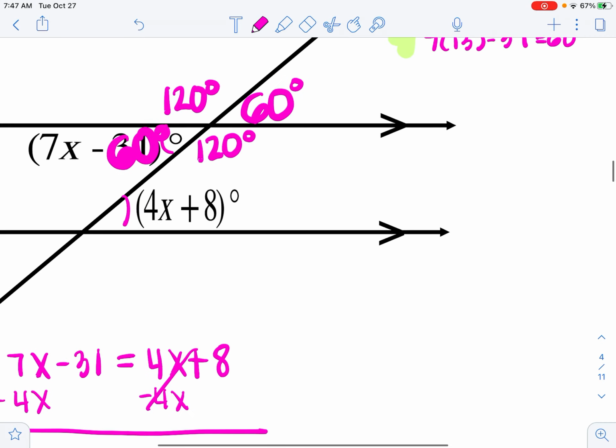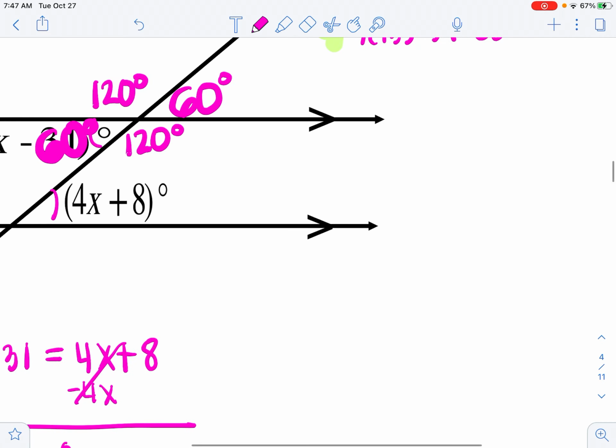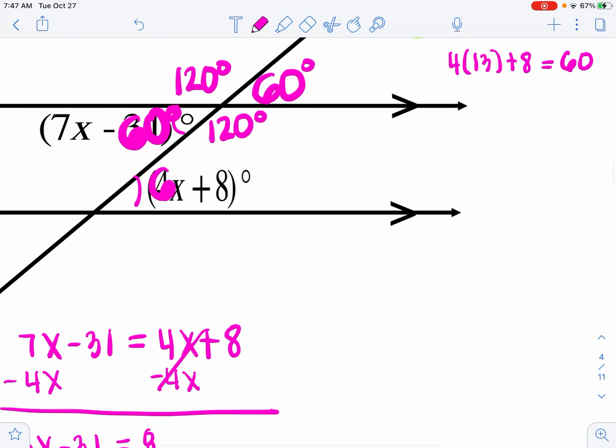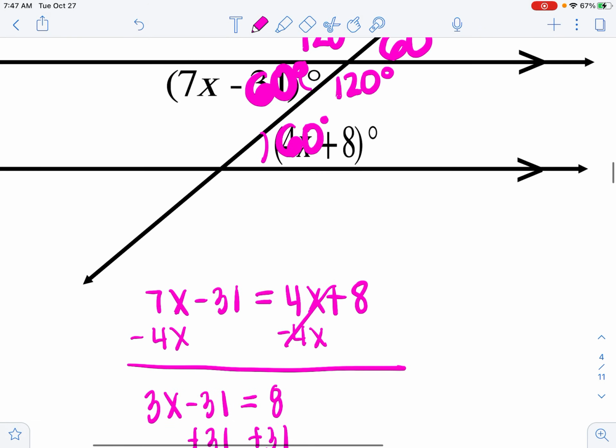Now, just to make sure I'm doing it correctly, I'm going to plug in 13 into my other expression also. 4 times 13 plus 8. Yeah, that's 52 plus 8, which is 60. So this is 60 also. And it should be because we said they were congruent. That means this angle is 60. This is 120. And this is 120.